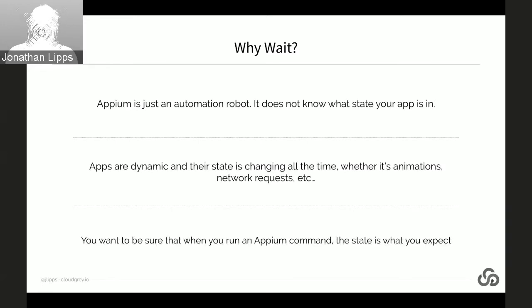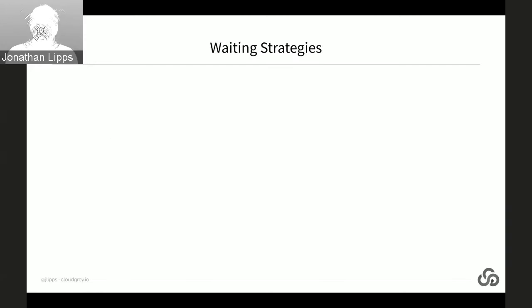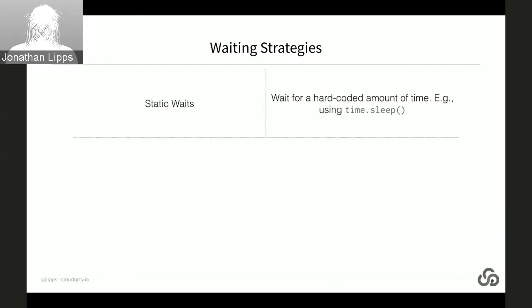So we have to actually tell Appium how to know when the state is such that we can interact with it again. You don't want to fire a command to find an element before that element is ready on the screen. So how do we do this? There are 3 waiting strategies that you can use. The first one is called static waiting, and it's just basically using time.sleep or the equivalent in your programming language for just waiting a static amount of time.